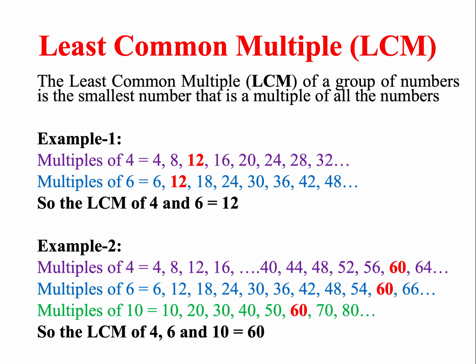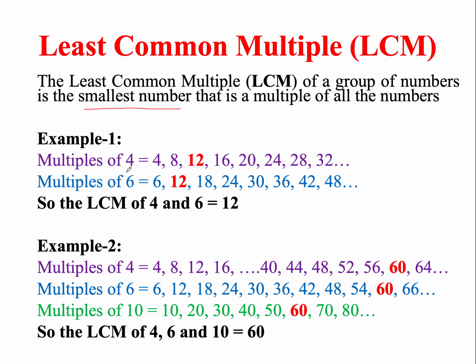The first thing is the LCM, the least common multiple. The least common multiple of any group of numbers is basically the smallest number that is a multiple of all the numbers. This basic definition is really important because it gets us acquainted with how to find out the LCM. Let me repeat this once again. The least common multiple is the smallest number that is a multiple of all the given numbers.